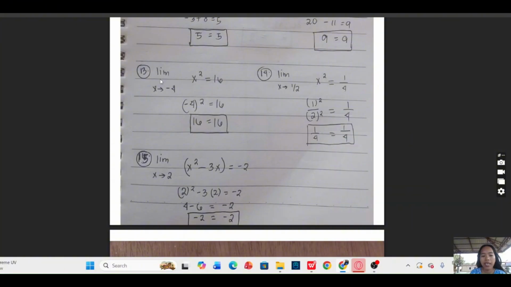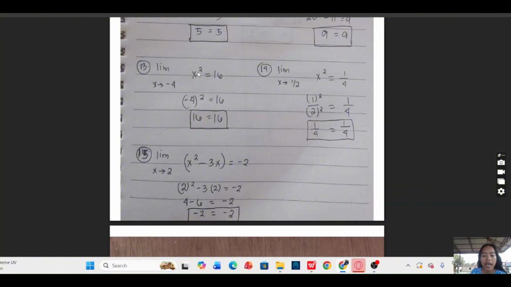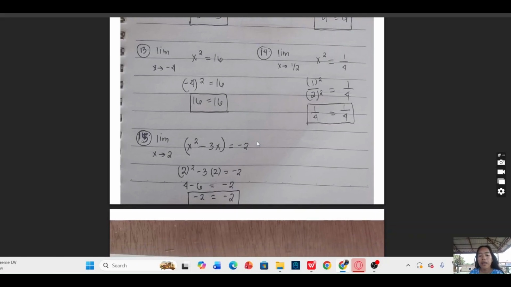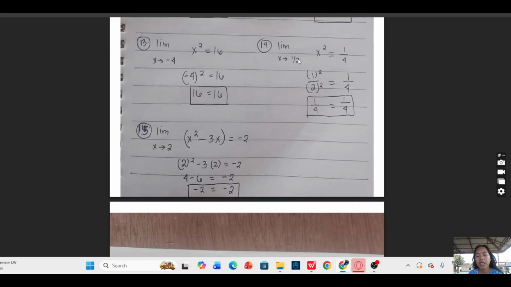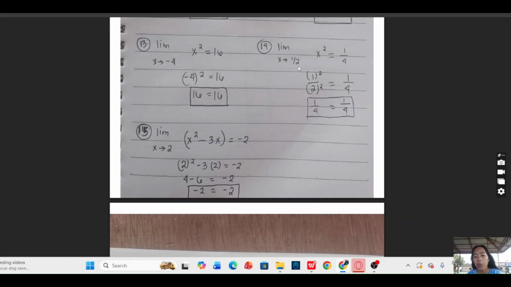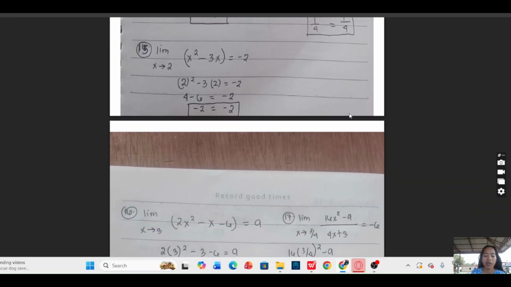Next, the limit of x squared minus 6 is equal to 16. So we need to change x into negative 4. So that would be negative 4 times negative 4, which is also 16. So 16 is equal to 16, which is also correct. Next we have the limit of x squared is equal to 1/4, as x approaches 1/2. So 1/2 squared would be 1/4. That's why 1/4 is equal to 1/4. So that is still correct.